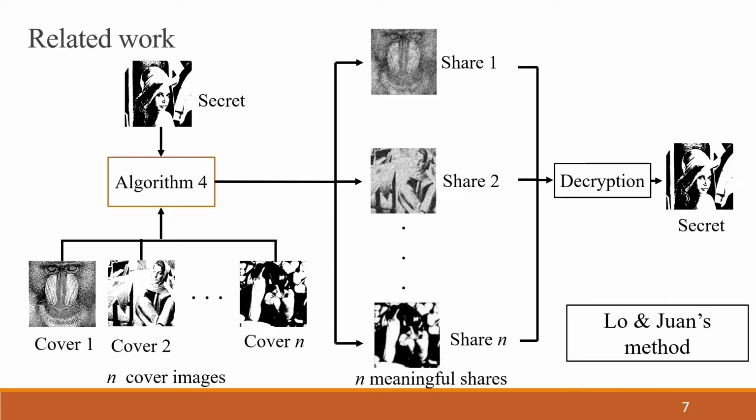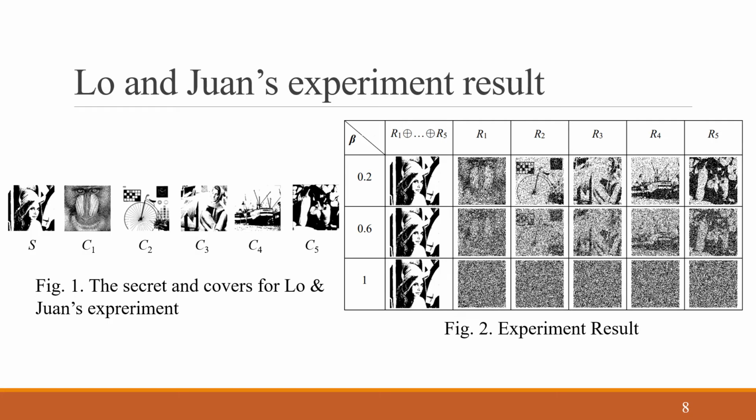They can import n covers and generate n meaningful shares, which are similar to the covers. The meaningful shares can all be different or the same. Similarly, after stacking all of the shares, the original secret can be restored. Figure 1 shows the secret and covers which are imported in algorithm 4, and Figure 2 shows the experiment result. In Figure 2, we can find that even if the beta values are different, the original secret can be completely restored.